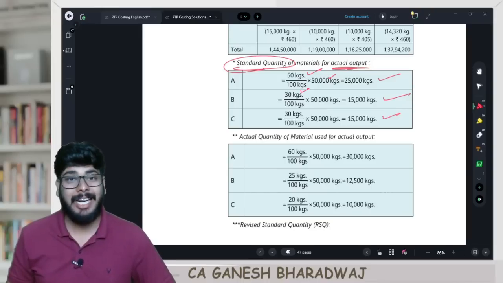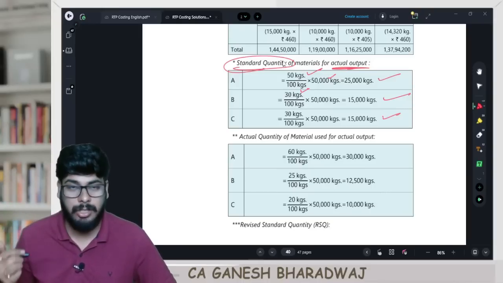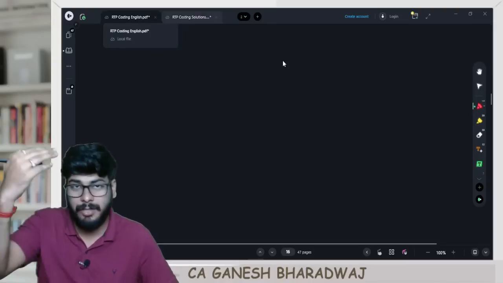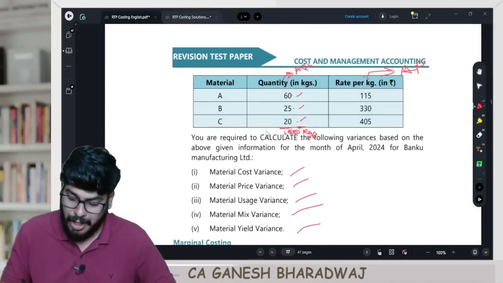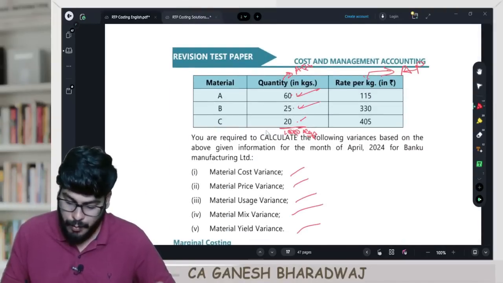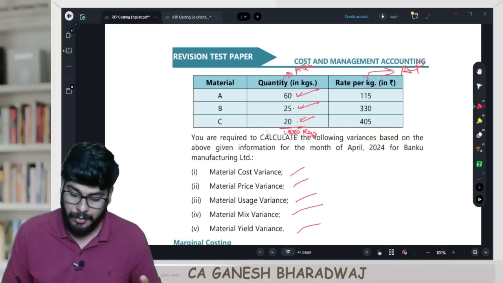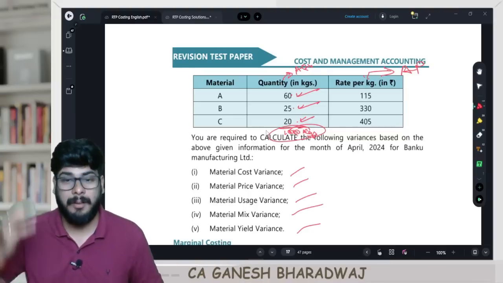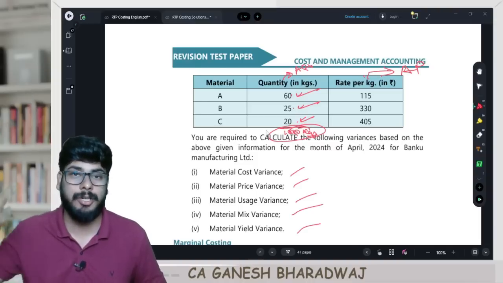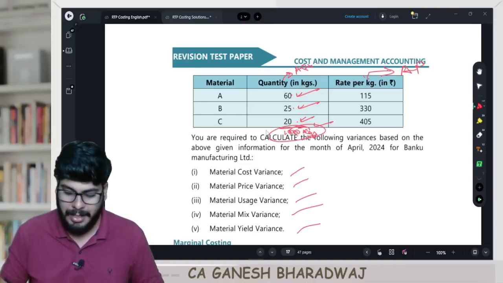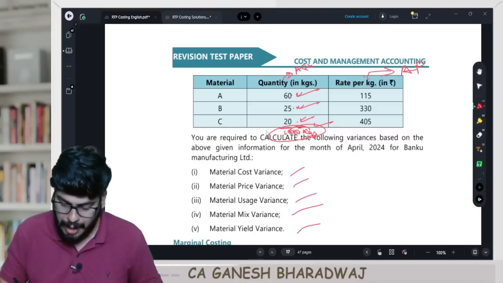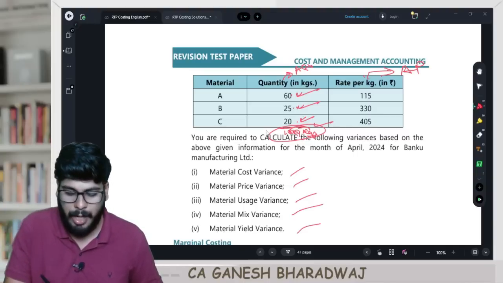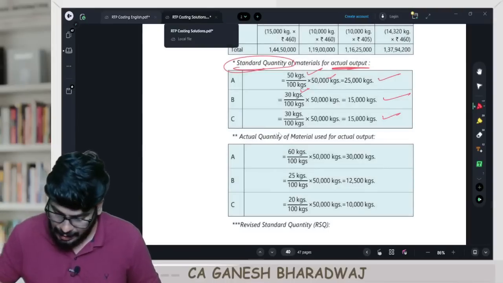Similarly, what is the actual quantities of material consumed for each of these three particular materials? Look at this. They have given in the question. They have actually consumed 60 kgs of A, 25 kgs of B, and 20 kgs of C for an output of 100. But they've actually achieved an output of how much? 50,000. So this is per batch consumption. So how much should be the total? 60 upon 100 into 50,000, 25 upon 100 into 50,000, 20 upon 100 into 50,000. This is exactly what they have done here.